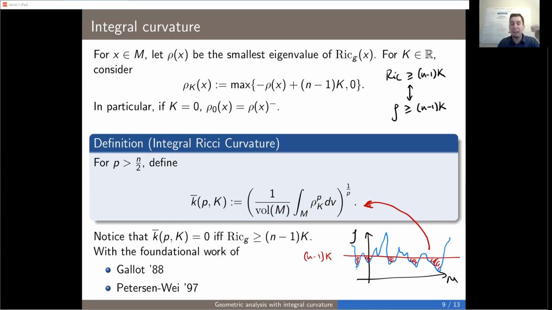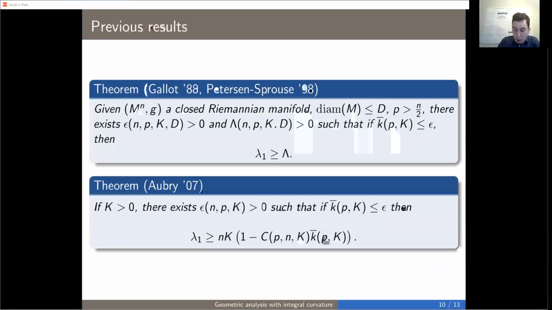So once you have that, you can actually prove a lot of things. Okay, so let me just give you some flavor of some previous results on this kind of curvature assumptions. So first of all, I want to start with the result of Gallot and later also Petersen and Sprouse.